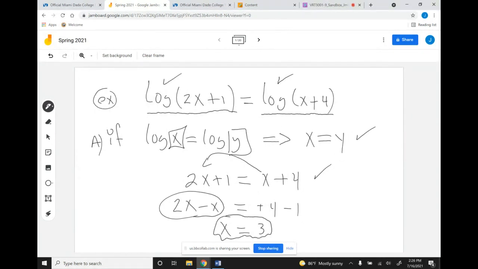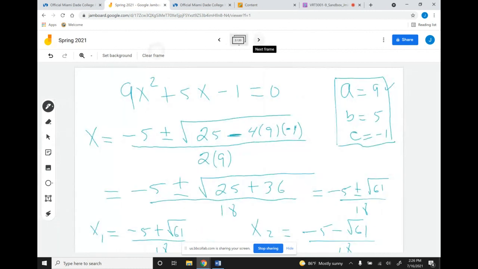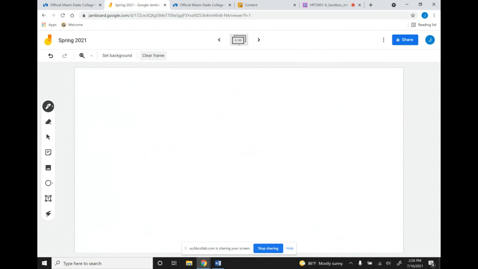And then you're supposed to check the answer in the original equation. So this is probably the easiest case, but I want to do another case in which you have to do a little bit of work. So here's the example. We have log of x plus 5 equals 1 minus log of x plus 2.